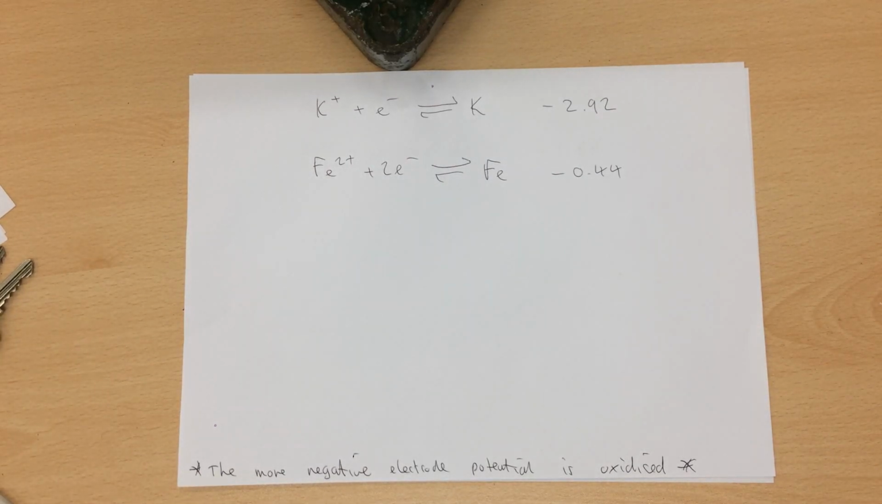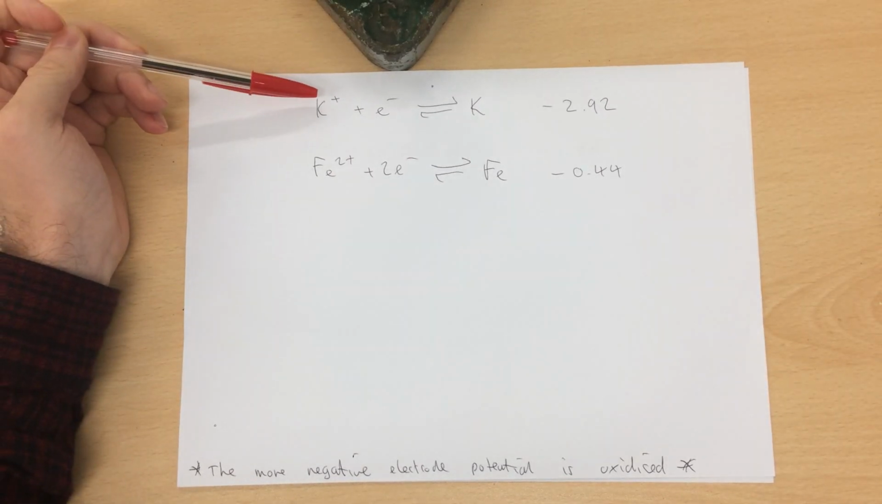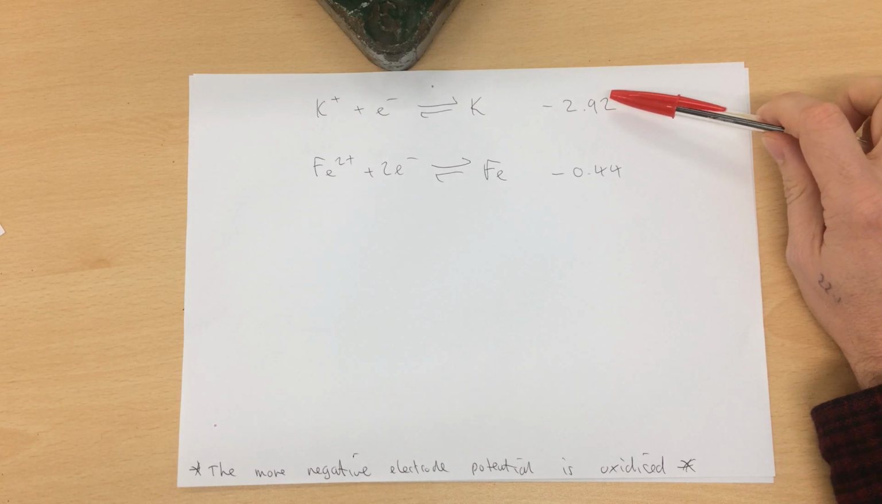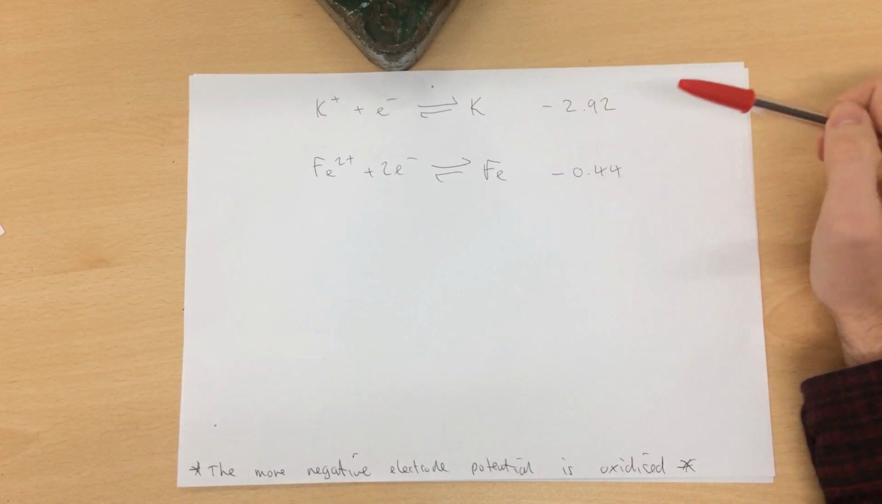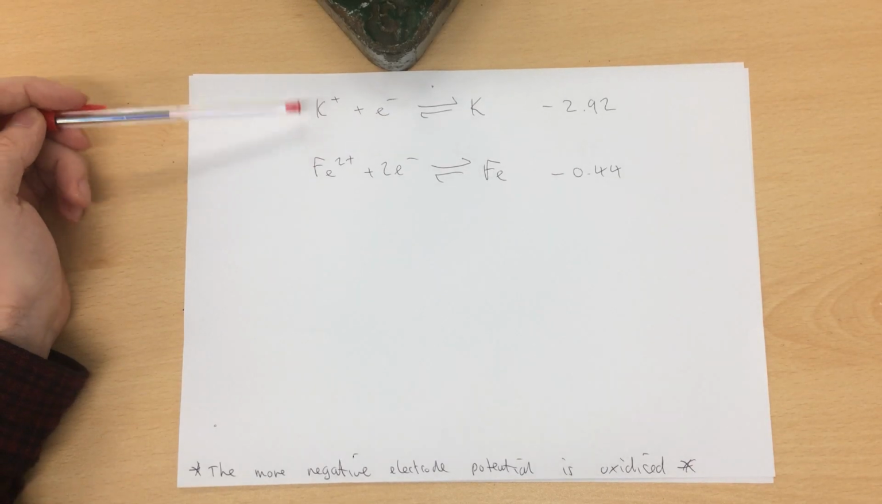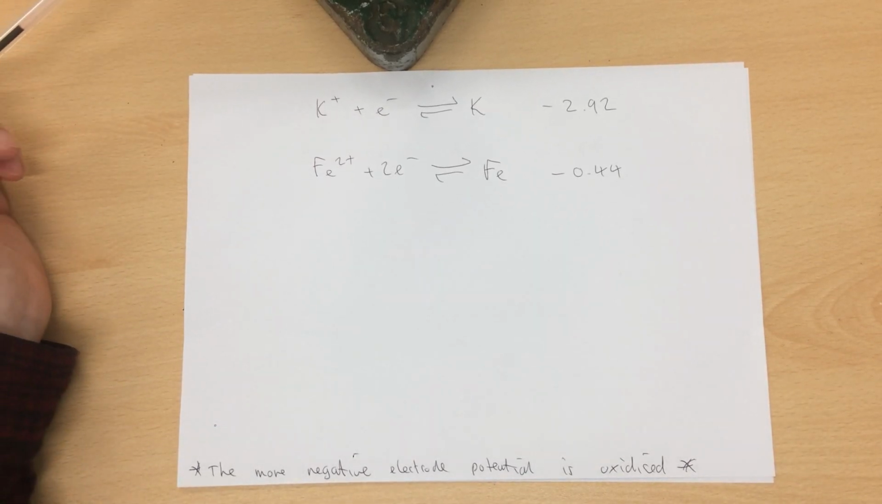Okay, so this is how to make a cell equation. If you get a question on electrochemistry, they're going to ask you how to make a cell equation. So what I've got here is two half cell equations with their electrode potential values at the end there. So I've got a potassium one and an iron one. And I've just written down at the bottom the most important thing to remember: the more negative electrode potential is oxidized.